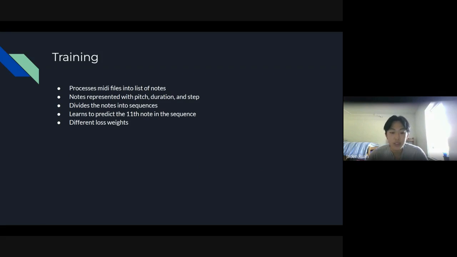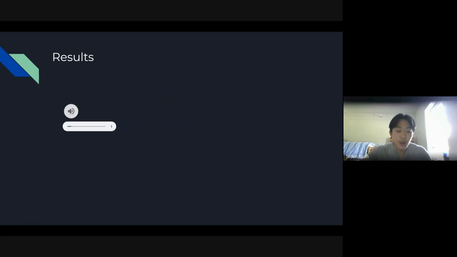In addition, we use different loss weights because different things are important. We cared more about getting the sound correct than how long the note was. So you can see in our song that the note lengths are basically all the same. And this is our best result.